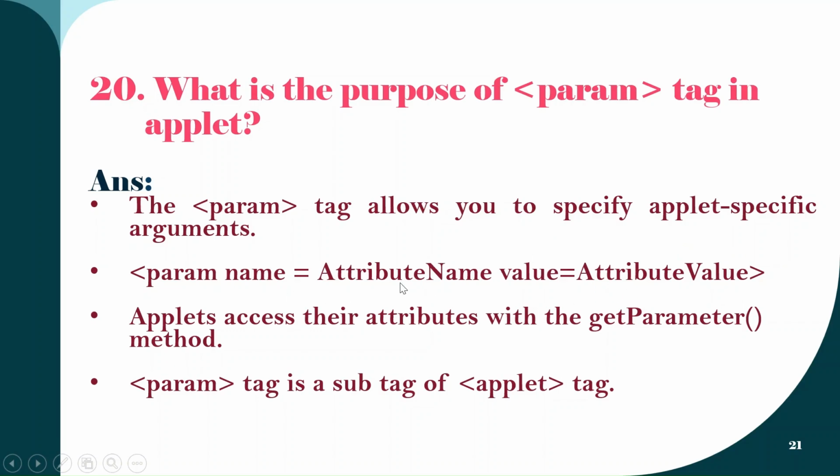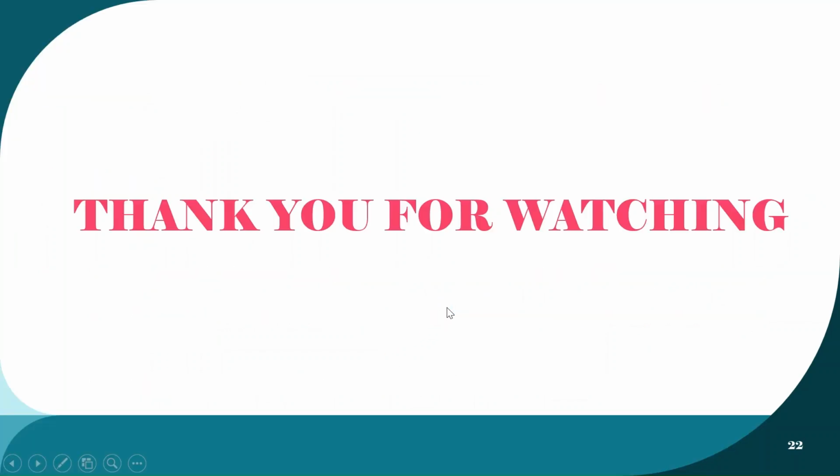This param tag is a part of the applet tag. The param tag is a subset of the applet tag. So whatever attributes you pass here should be written in the HTML program, and this getParameter will be written in the Java program, that is, the applet program. And you can extract the attribute value by giving this name. That means if you give a name, you get the value. Thank you.